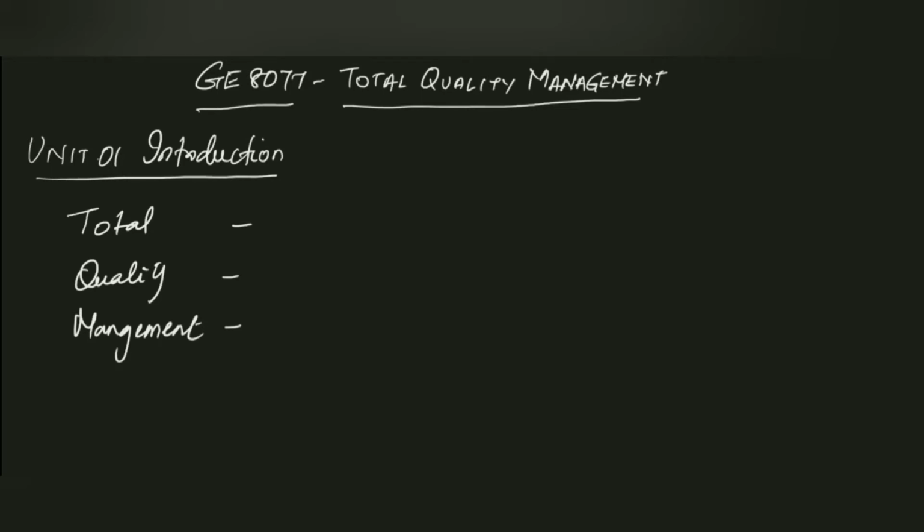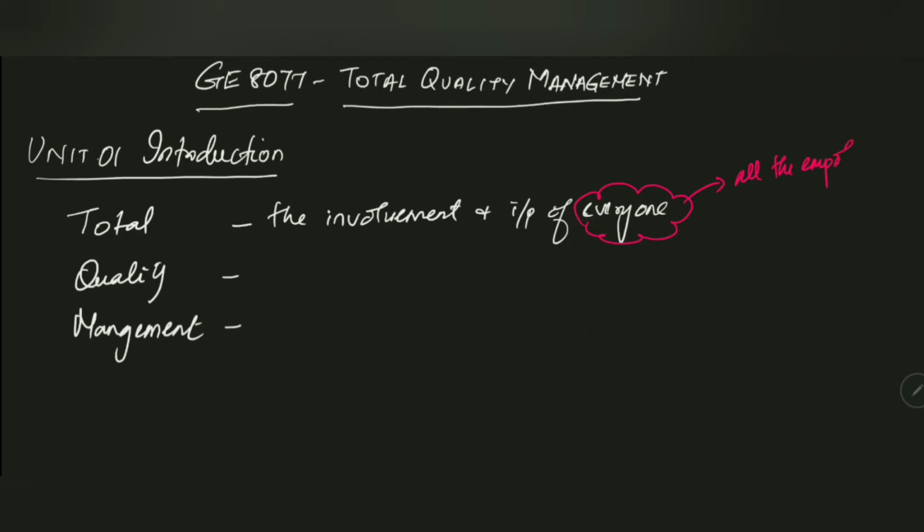If I separate all these three words and give a definition, in terms of total quality management, or TQM, the total is nothing but the involvement and input of everyone. The word everyone means all the employees, from bottom management to top management. So everyone's involvement and input is very necessary. Only then can TQM be achieved. So total refers to the involvement and input of all the people.